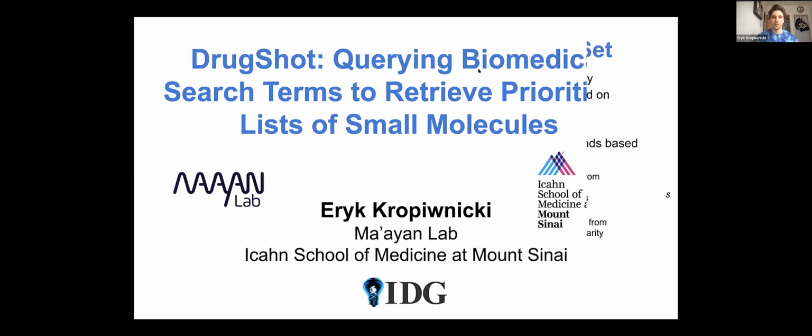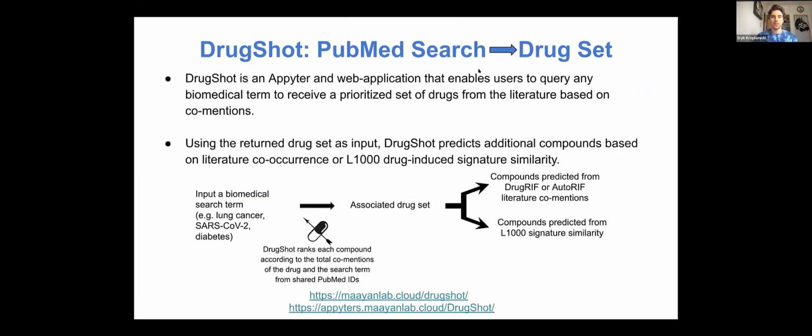Let's get into it. So Drugshot is an Appyter and a standalone web application that allows users to query biomedical terms of interest to receive a list of prioritized small molecules related to their query term. These query terms are sent to the PubMed API, and a list of PubMed IDs associated with the query term are retrieved. Drugshot then outputs a prioritized list of small molecules associated with this query term based on co-mentions between PubMed IDs that include both the drug and our query term.